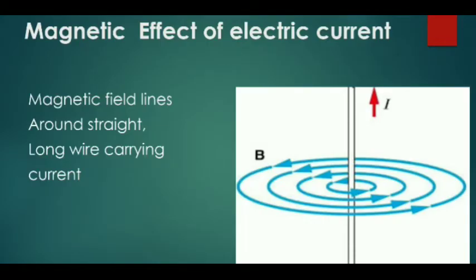Next, see that. This is one conductor, either copper or any metal conductor. Around the conductor, what will be produced? Magnetic field is produced when the current flows through this conductor, right? So that is the magnetic field lines around a straight long wire carrying current.